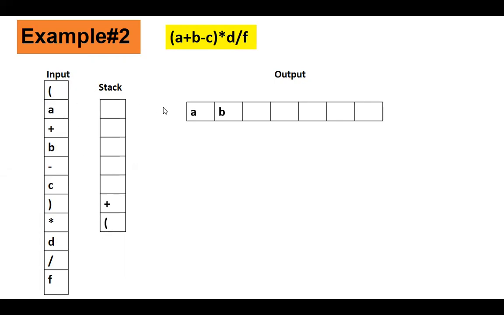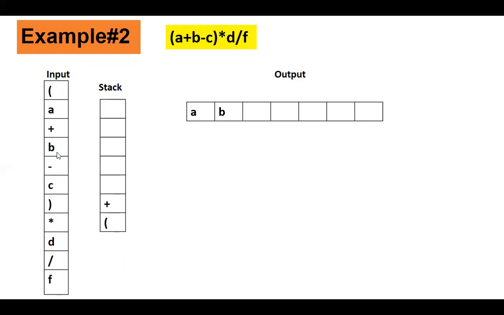You read an operand, add it to the output. You read an operator plus, push it onto the stack. Why? Because the stack has only an opening bracket. Whenever an opening bracket is on the top of the stack, you can push in any operator you come across.